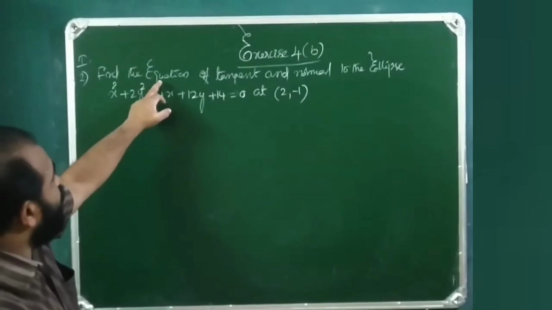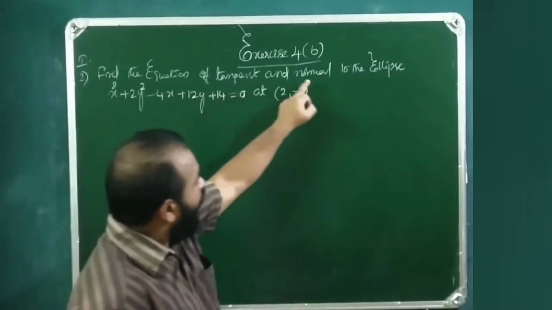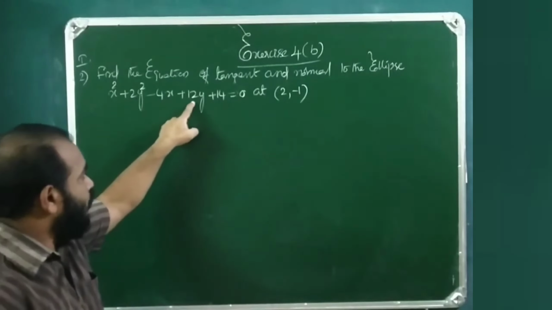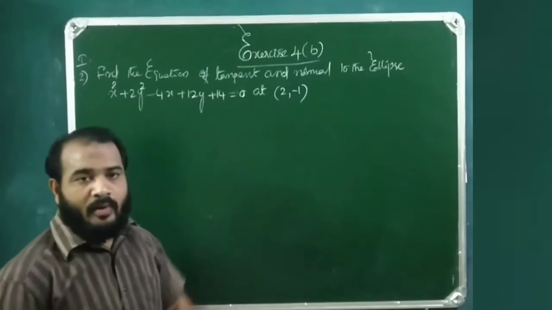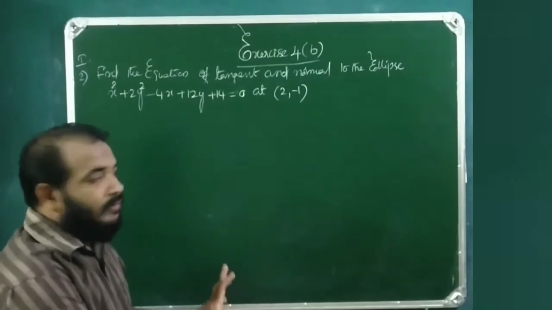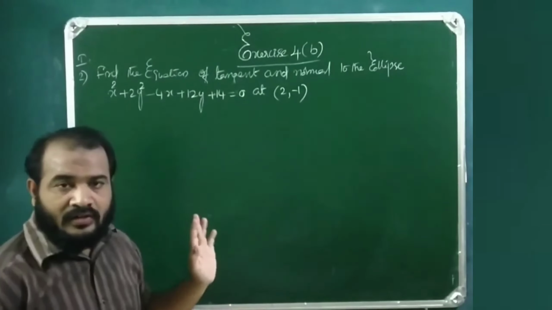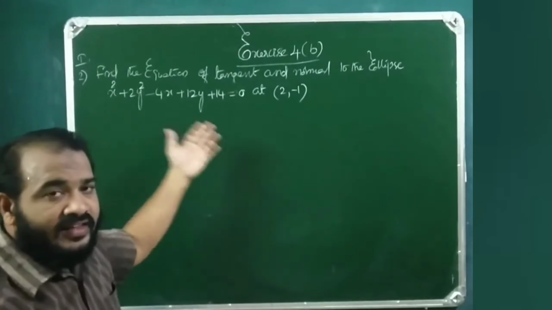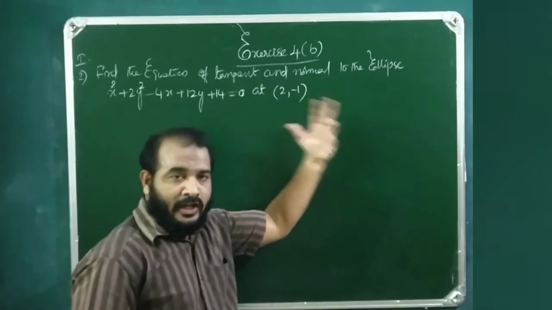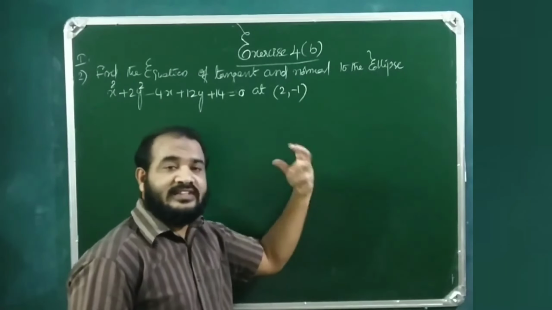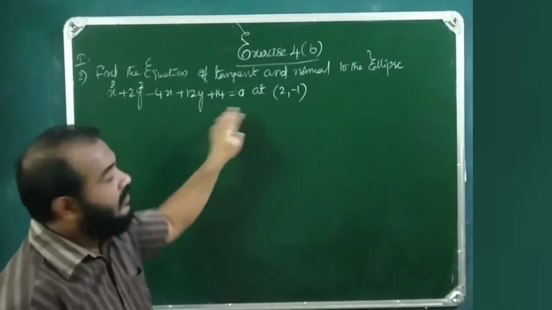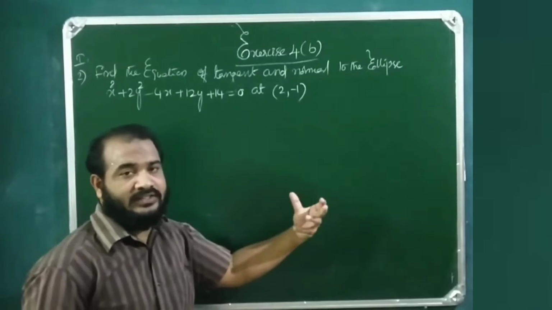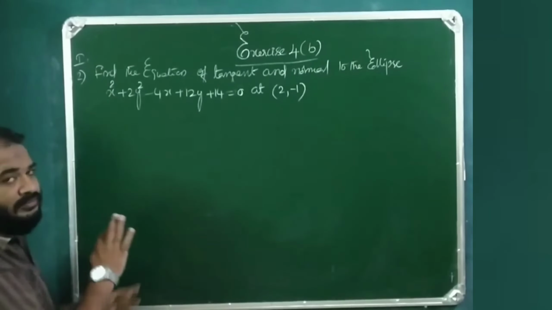Now the question is: find the equation of the tangent and normal to the ellipse x square plus 2y square minus 4x plus 12y plus 14 equals 0 at (2, -1). The same problem, but the numbers differ. One more thing we have noticed here: earlier the ellipse was in standard form with the center at the origin, but here the center is not at the origin, a shifting of the origin has taken place. But the concept is the same.